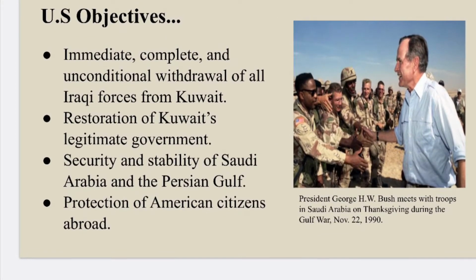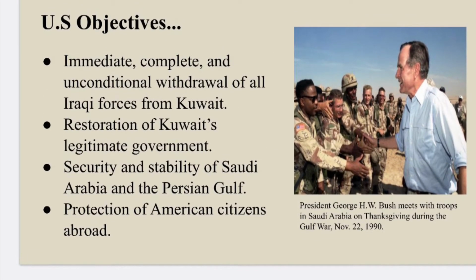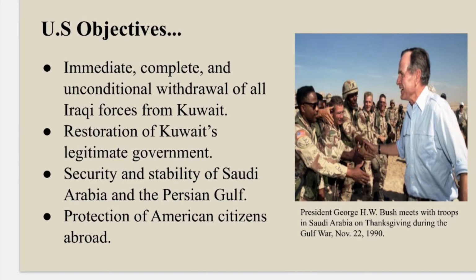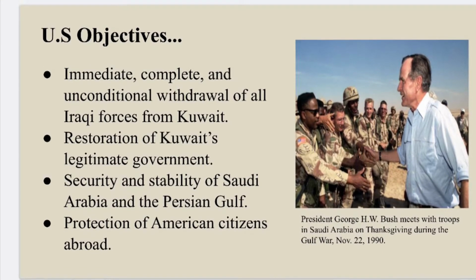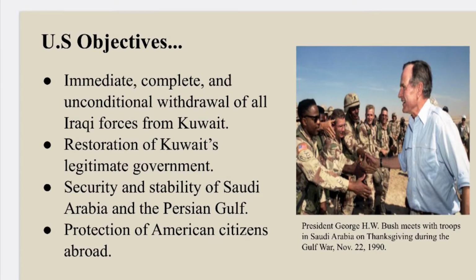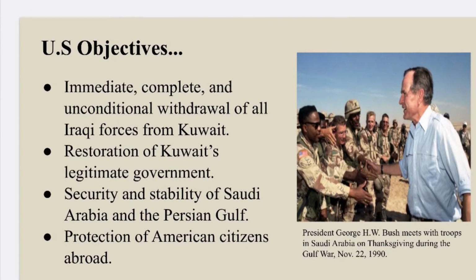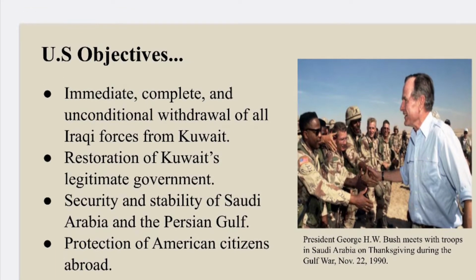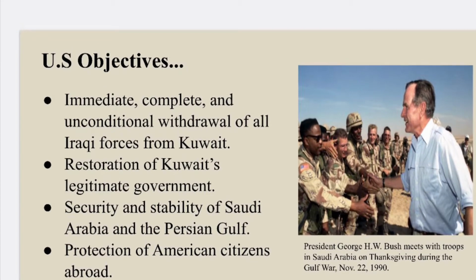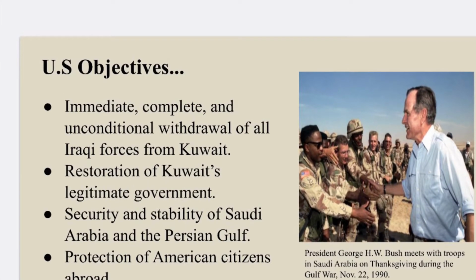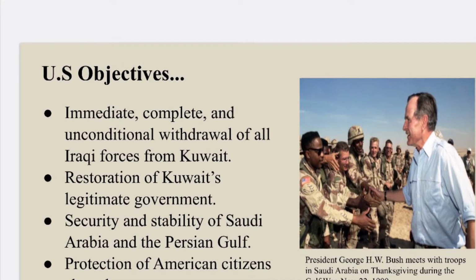This leads to the United States objectives in Desert Storm. So, immediate, complete, and unconditional withdrawal of all Iraqi forces from Kuwait, restoration of Kuwait's legitimate government, and security and stability of Saudi Arabia and the Persian Gulf, while also protection of American citizens abroad.